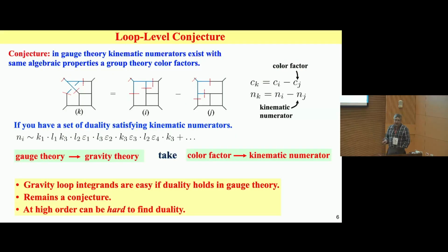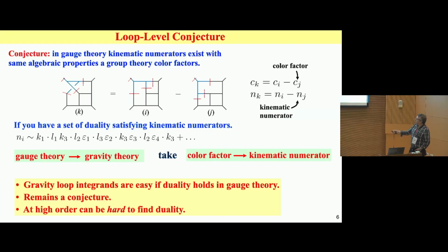And of course, the key application of this is to loop level. At loop level, this is a conjecture that you can do this. So there are 2 parts to the conjecture. One part is non-trivial, the other one is trivial. The non-trivial part is we can take a gauge theory and we can arrange it always so that for any triplet of diagrams that satisfy the color Jacobi identity, you can find an arrangement that it satisfies the same Jacobi identity on the kinematic factors of these numerators.